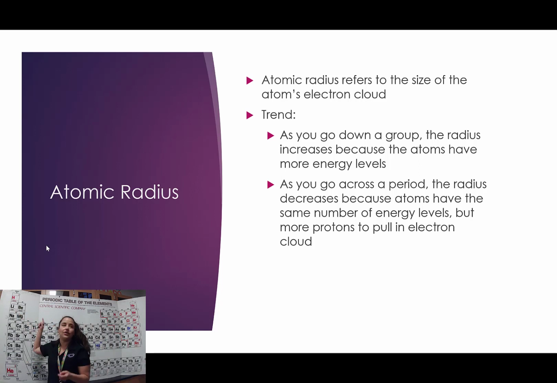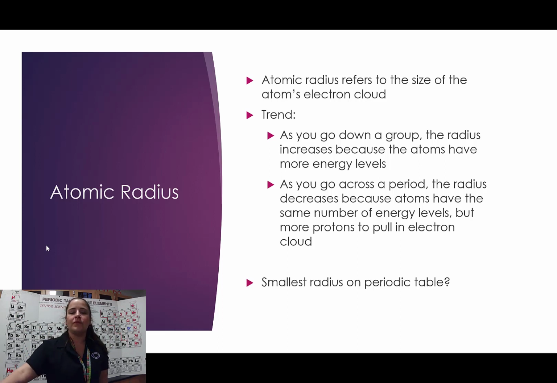So as you go across a row on the periodic table, because you're filling in electrons in the same energy level, but you're getting more and more positive charge in that nucleus, the atoms get smaller. Okay? So based on that, as you go down a group, the radius increases. As you go left to right, the radius decreases. So as you go that way, it increases.